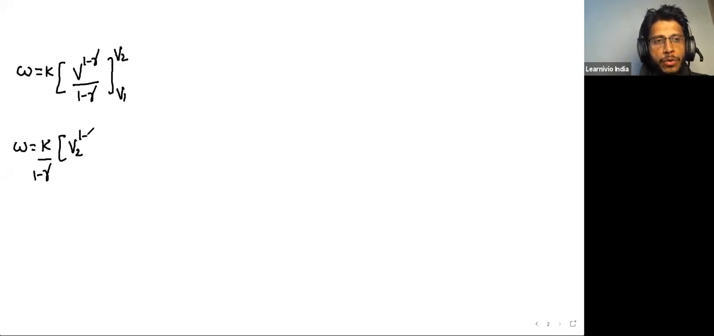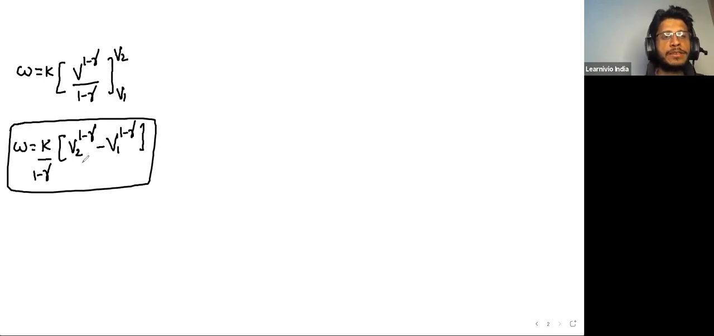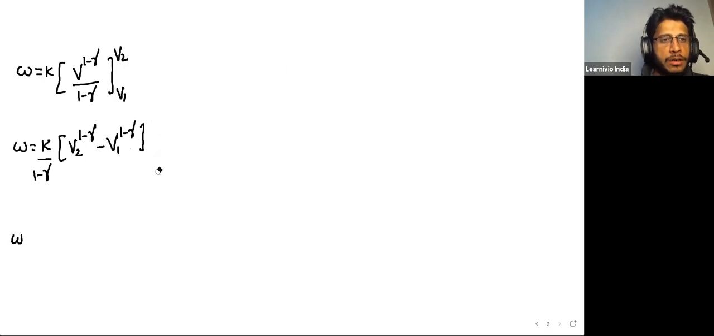This is V2 to the power 1 minus gamma minus V1 to the power 1 minus gamma. So this is the expression of work done, K by 1 minus gamma, V2 to the power 1 minus gamma minus V1 to the power 1 minus gamma. Next, what? No, we don't leave this here. We can further solve it. Next, what we can do is, you can just multiply with this K. So this is K V2 to the power 1 minus gamma minus K V1 to the power 1 minus gamma divided by 1 minus gamma.